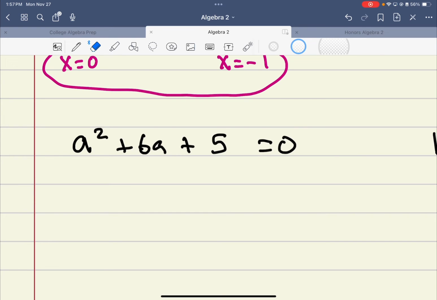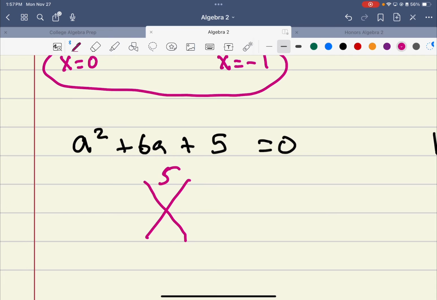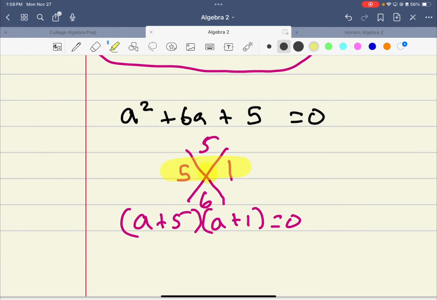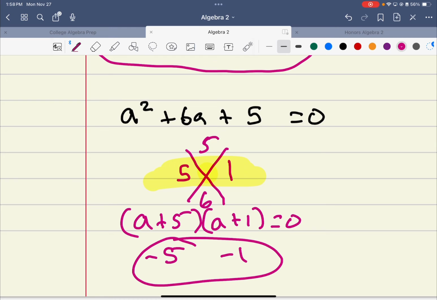Is there a GCF? No. It's in standard form, a trinomial. So 5 and 1. So again, it's a plus 5, a plus 1 equals 0. We talked about this a little bit last week. Remember, we said your answers are essentially the opposite of what's right there. So we've got 5 and 1, so our solutions are negative 5 and negative 1. And you're done.